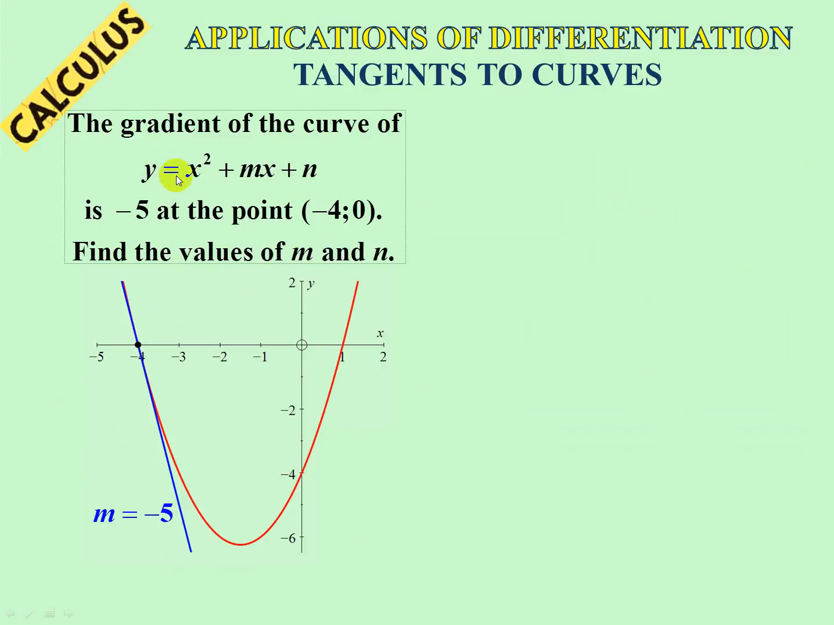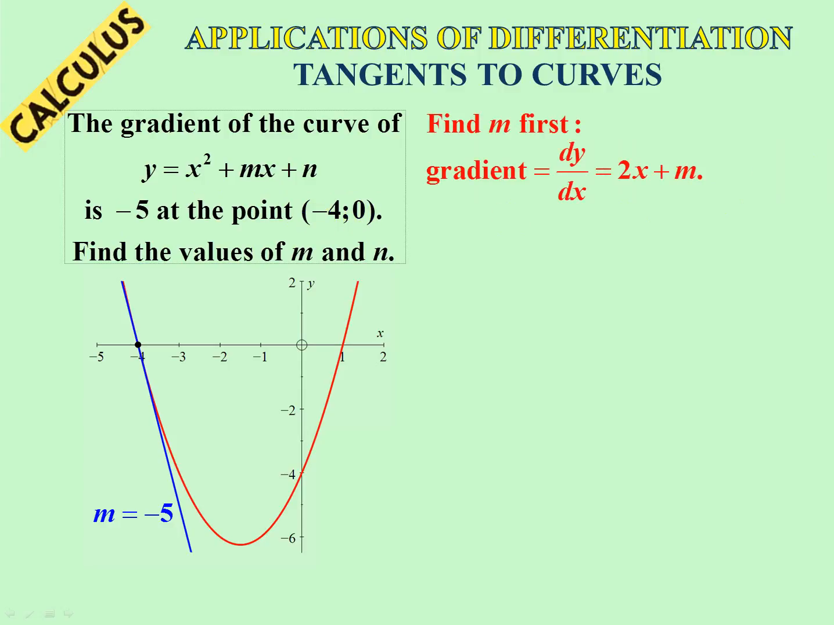The gradient of the curve y equals x squared plus mx plus n, two variables, is negative 5 at the point minus 4, 0. Well, we are given two facts. We need two facts for two variables. I don't know if you remember that from your algebra: however many variables you need to find, you need that number of equations. First of all, we're told the gradient is minus 5. There's fact 1. And fact 2, we're told the point minus 4, 0 lies on the curve. Well, let's start with the gradient of the curve, which means derivative equals minus 5 when x is minus 4.